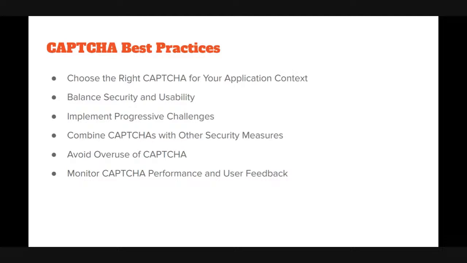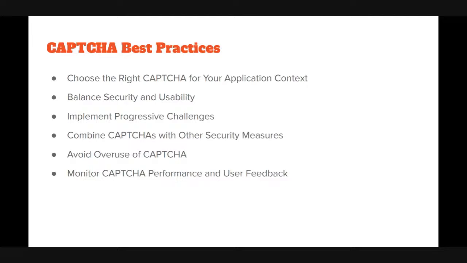We can also combine CAPTCHA with additional security measures, such as rate limiting, IP blacklisting, or device fingerprinting, especially for sensitive actions like login, form submissions, and payments. We're going to talk a little bit about combining CAPTCHA with additional security next, but we will also need to avoid the overuse of CAPTCHA and apply it only on selective pages and high-risk actions like account creation, login, or transactions, rather than every form or action, to maintain a smoother experience.